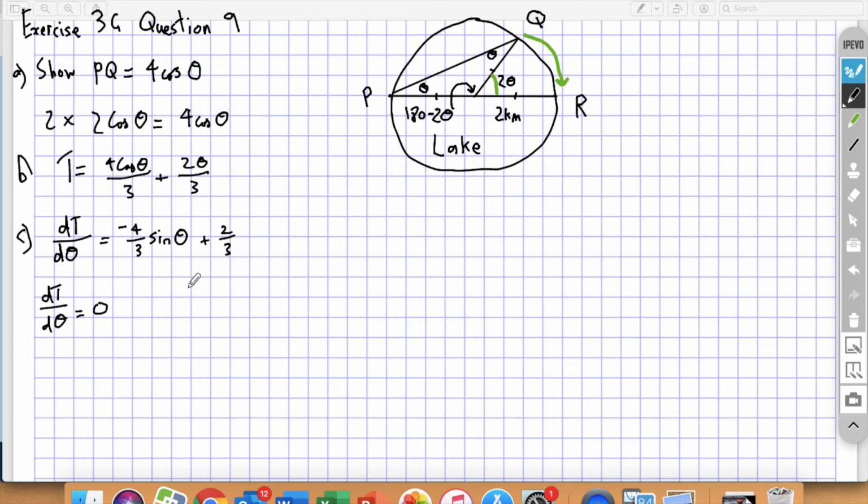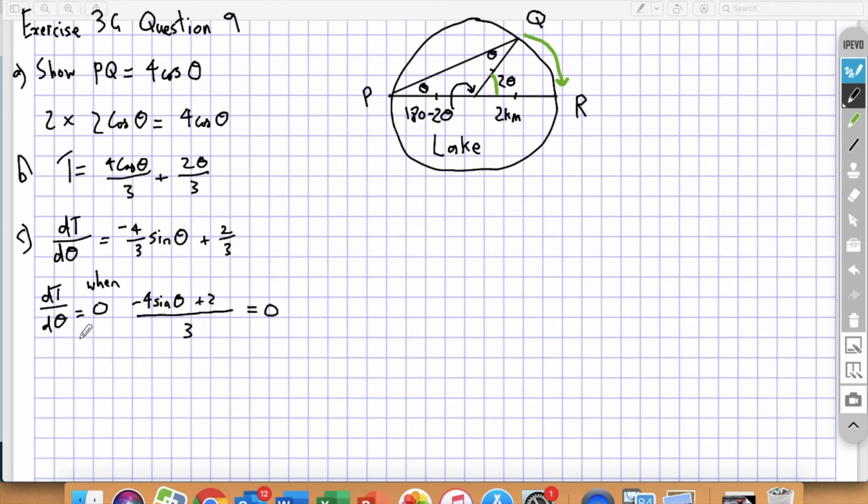When will this equal 0? It will equal 0 when, maybe we could have a common denominator here, I suppose, which might be a good way to go. Yeah, all right, let's try that. So if we had all on 3, minus 4 sine plus 2 equals 0, right? So this is my derivative equals 0 when, okay? And I shouldn't really be writing that 0 up there. It's just so I can think about it.